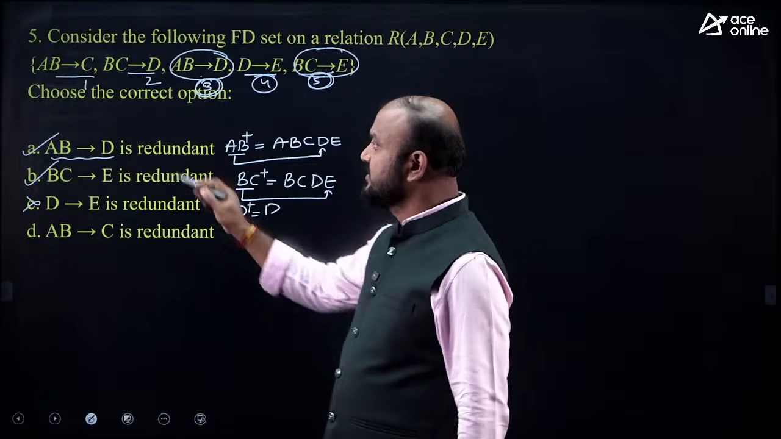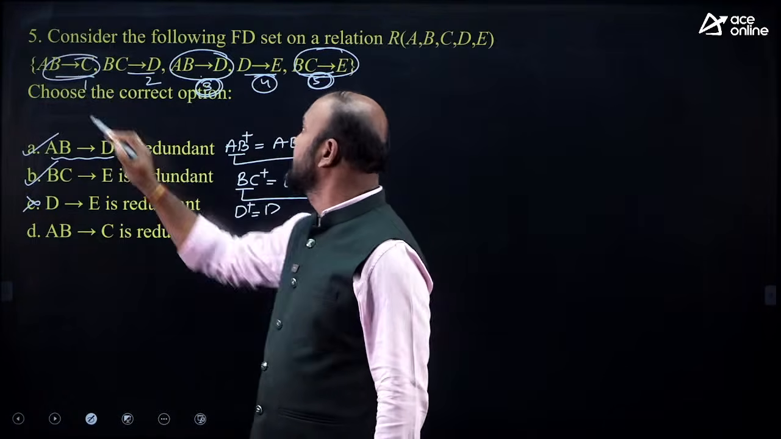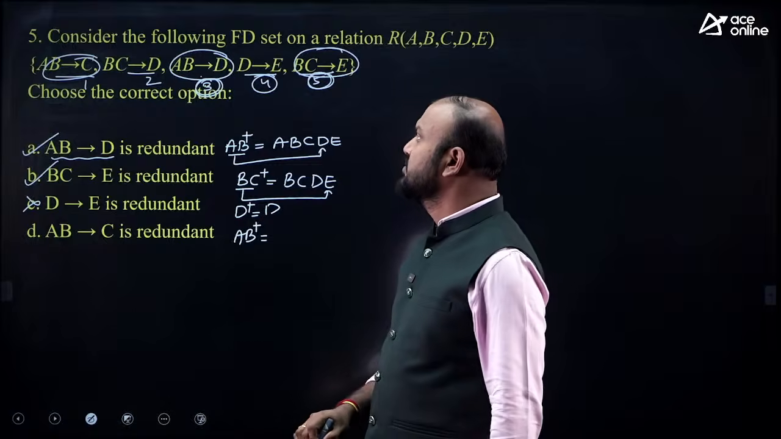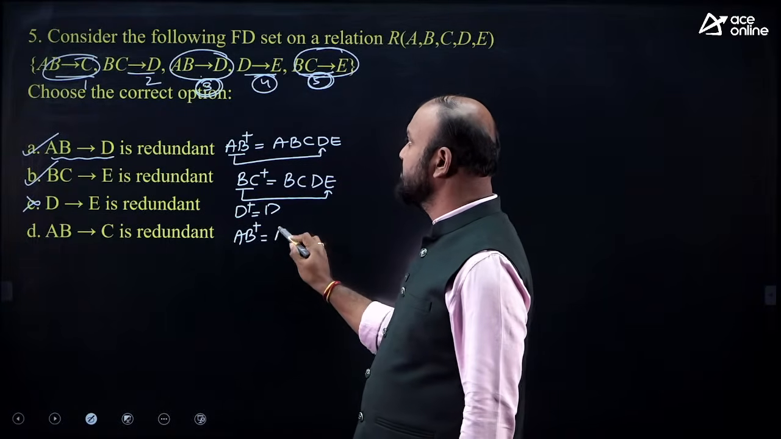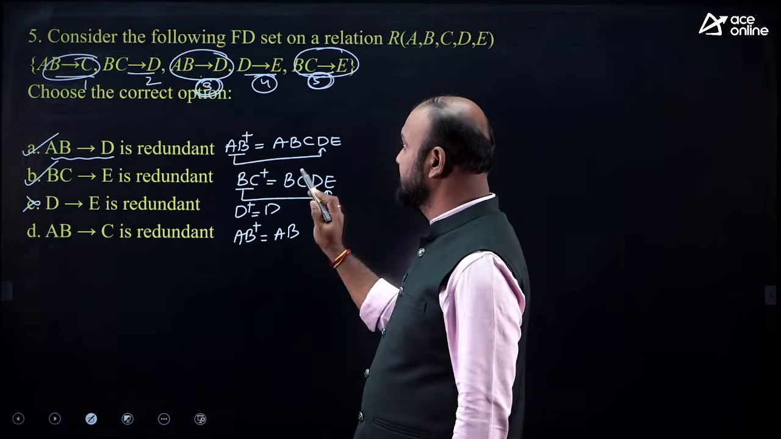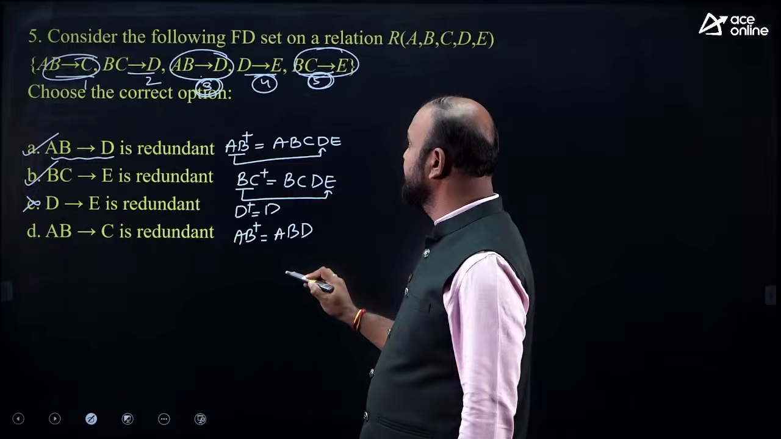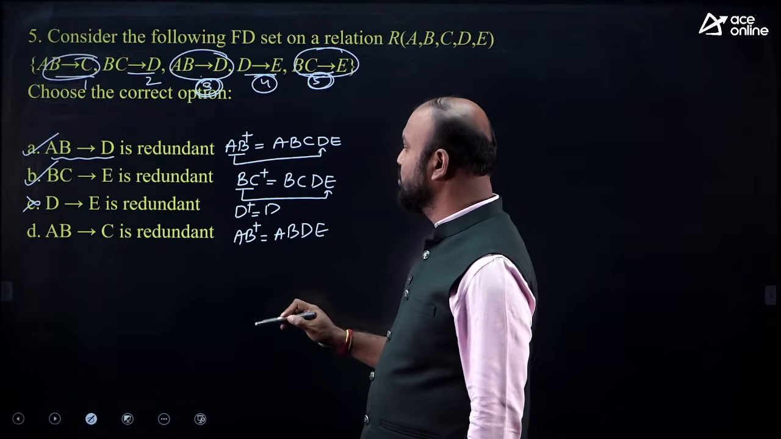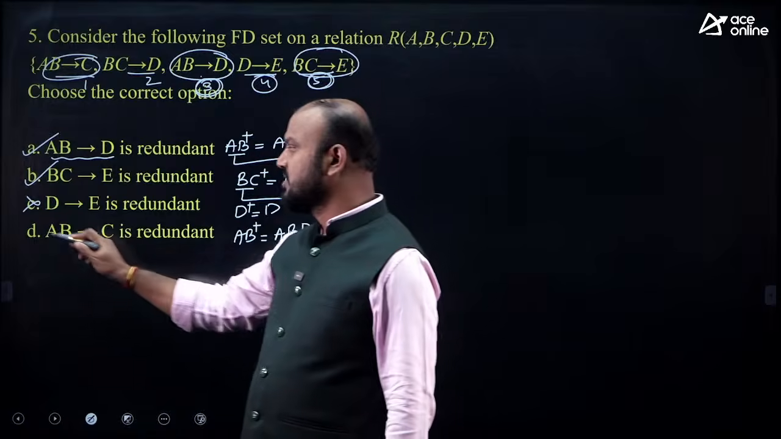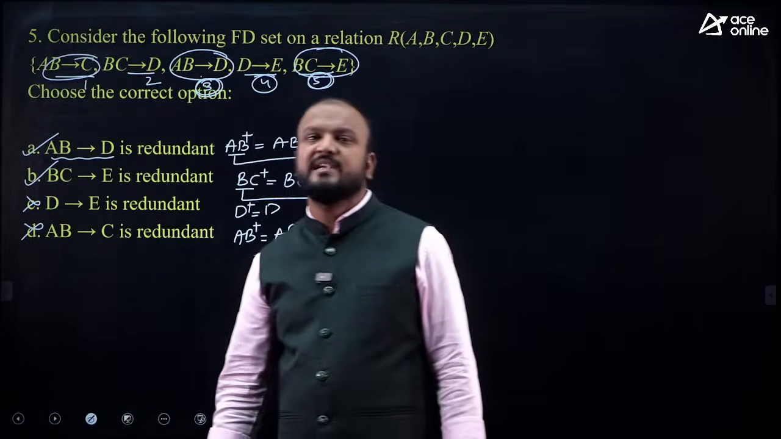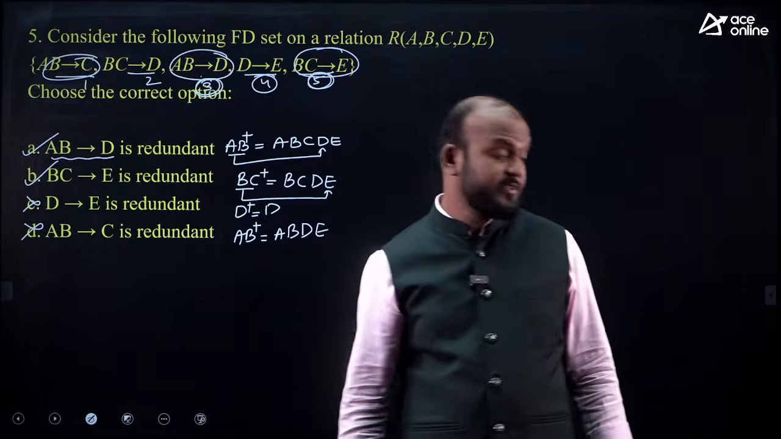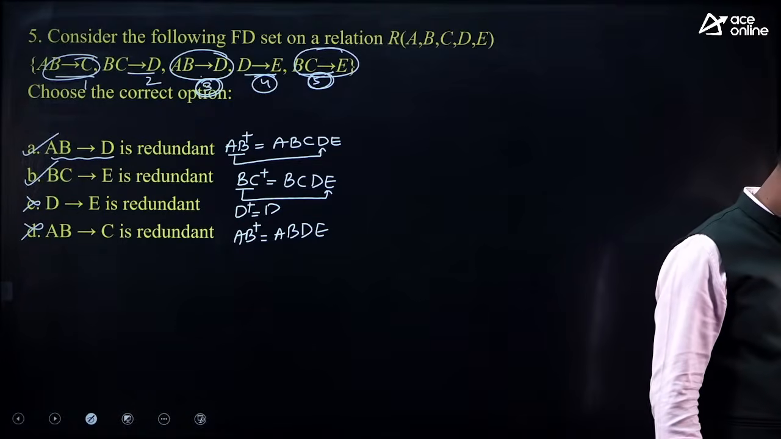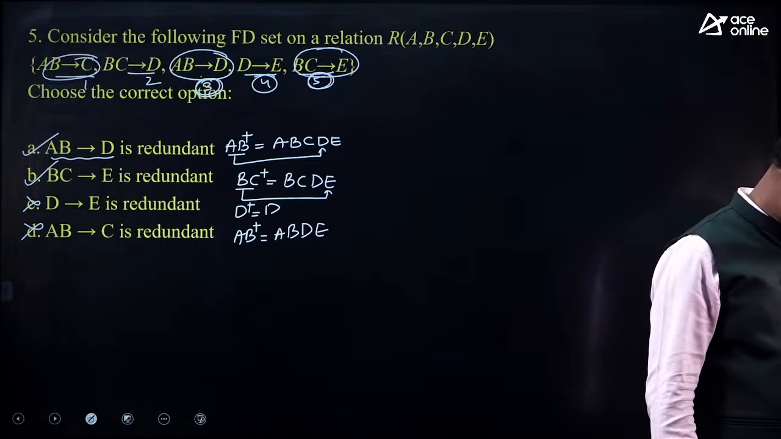Check for AB to C, the first one. What you have to do? AB closure we have to check with 2, 3, 4, 5. What is AB closure? A, B, with the 3rd one we have D, with the 4th one we have E, but are you getting C? No. So it is also not redundant. Which dependencies are redundant? Option A and option B are the redundant dependencies. Okay, good. Almost everyone gave the right answer.